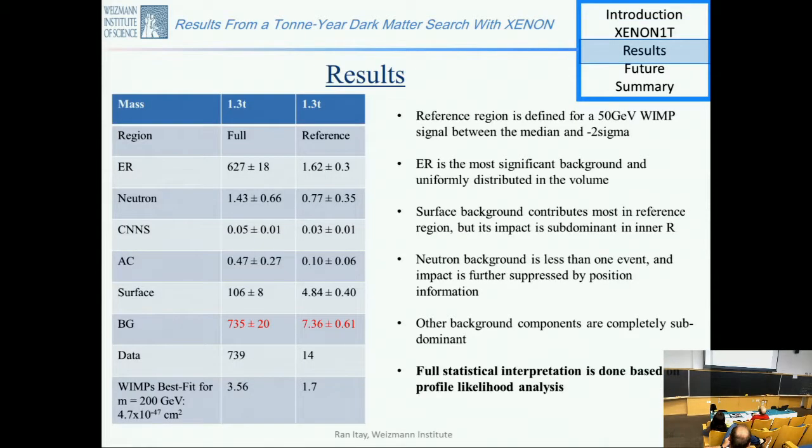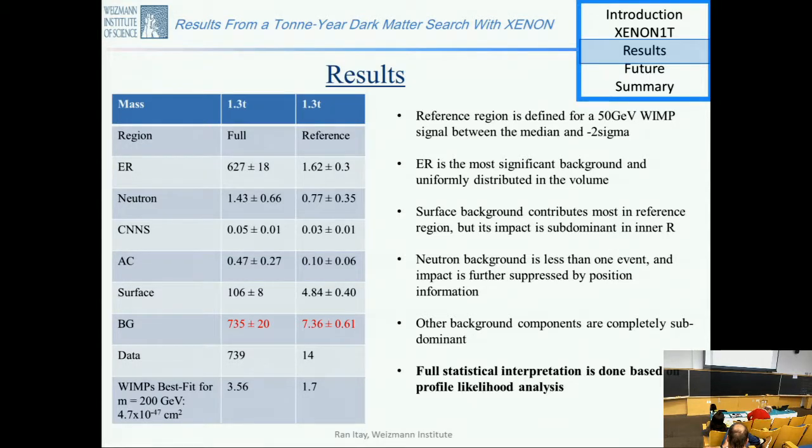Results. The results are summarized in this big table, but before I go through it, I want to say one thing. There are two columns here, one which is stated on the region full, and the other is reference. The reference is there mainly for historical reasons.